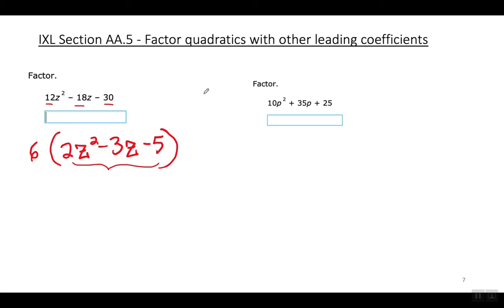All right, so I'm going to ask myself what's a times c. Okay, a times c, 2 times negative 5 is negative 10. So of the factors of 10, which combination will give me negative 3? Okay, this combination. And I got to make the 5 negative so that when I add the negative 5 plus 2, I get negative 3.